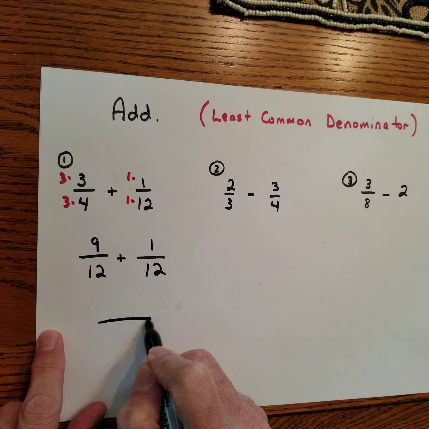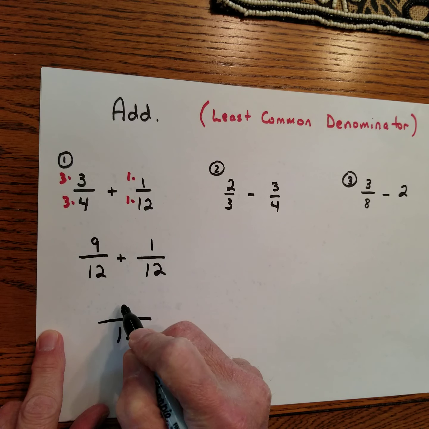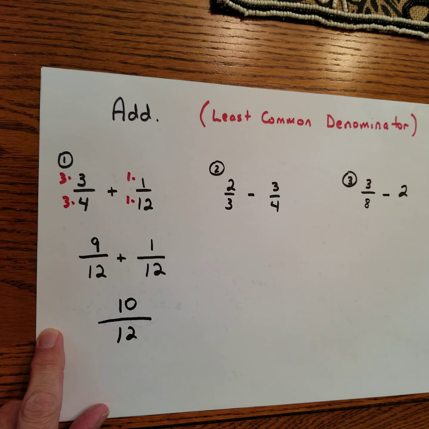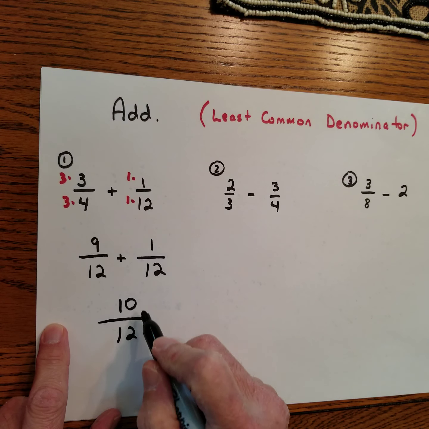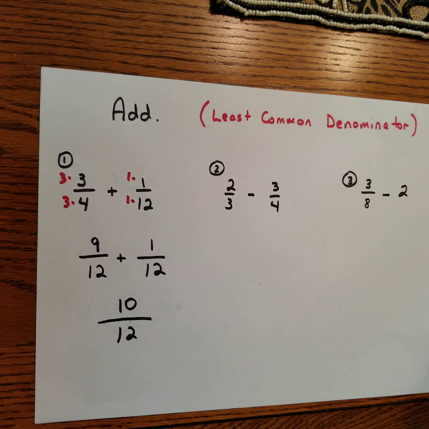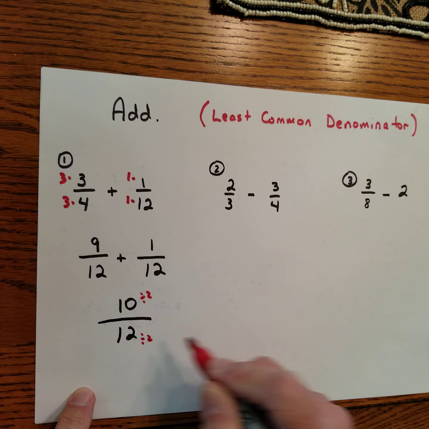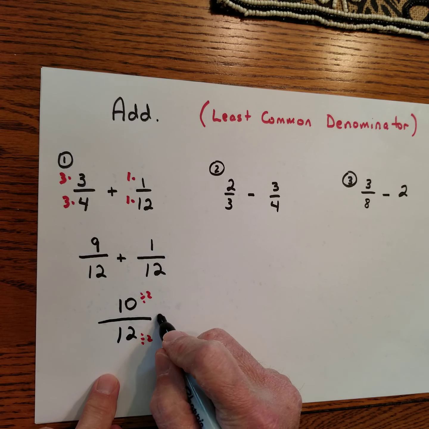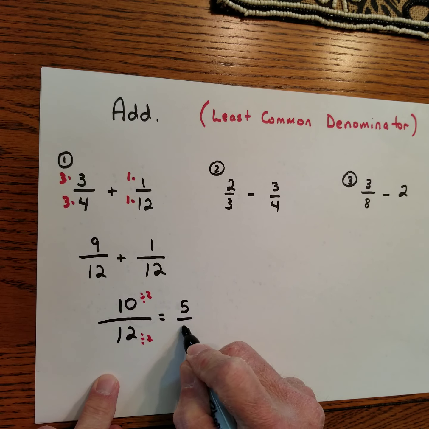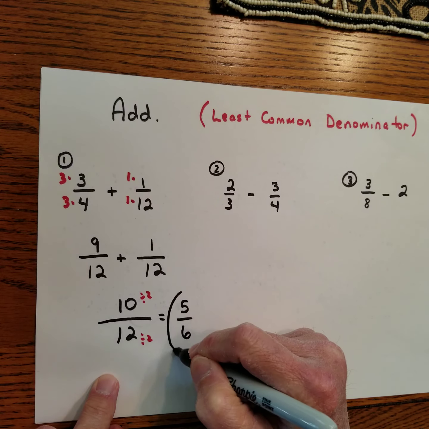Now keep the common denominator and add up the numerators. If this fraction reduces, we should reduce. 10 over 12 is a good answer, but even better, we'll divide by 2 and divide by 2 to end up with a final answer of 5/6.